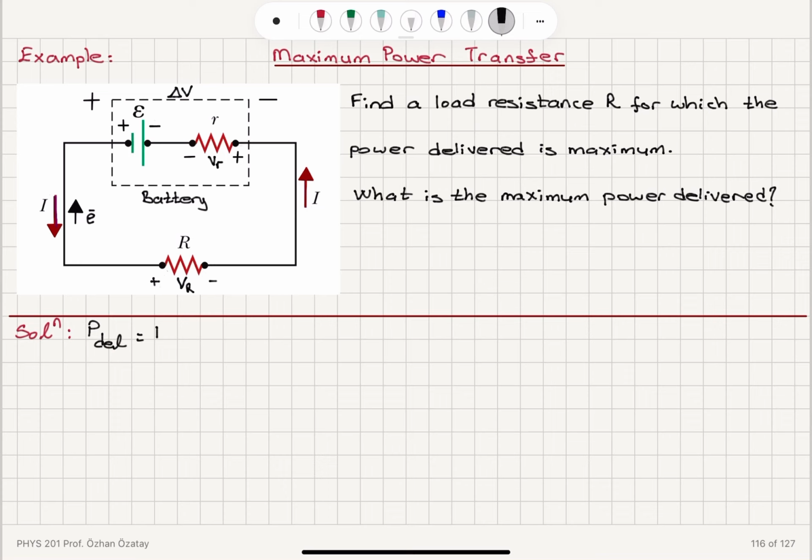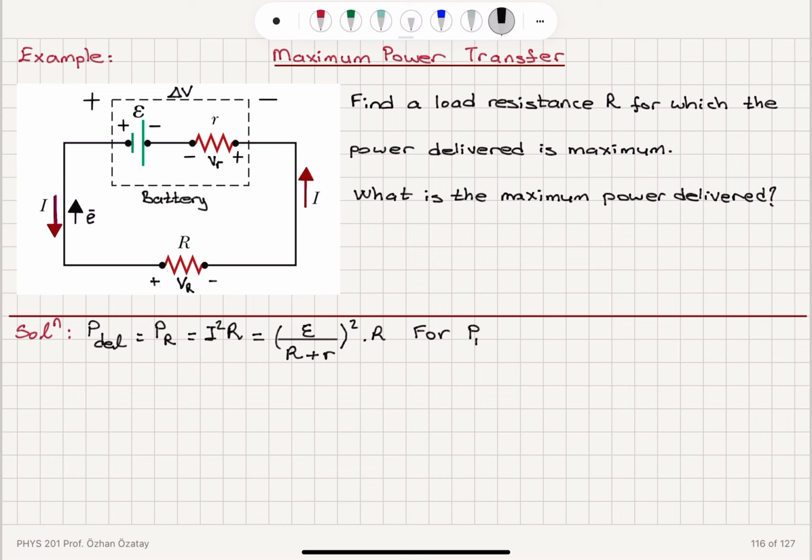Now, what is the power that is being delivered to this load? It's the power dissipated on the resistor, P sub R, which is I squared R, as we have shown. And the steady current that flows through this circuit is the electromotive force epsilon divided by the total resistance, capital R plus the internal resistance r. So this is I. Now we take this square, multiply it by R. So we're looking for maximum power delivered to the resistor.